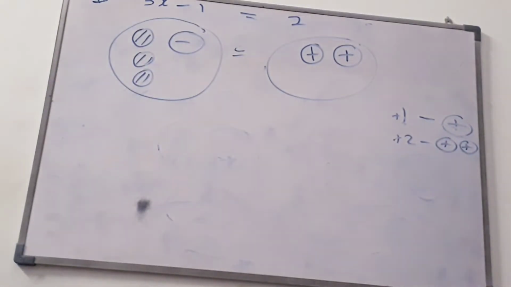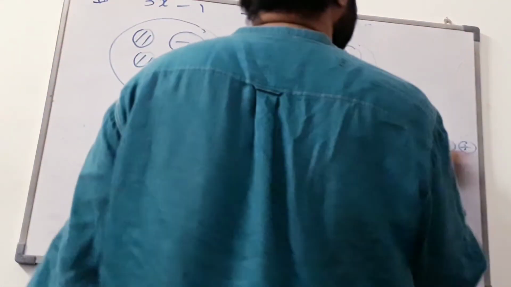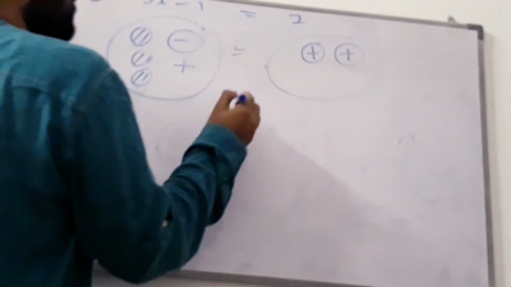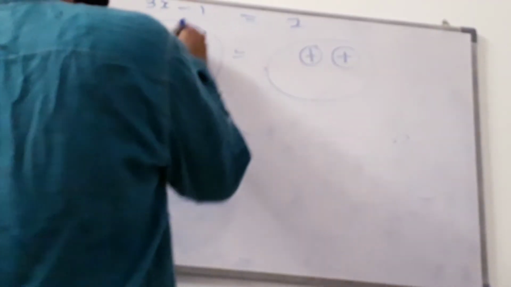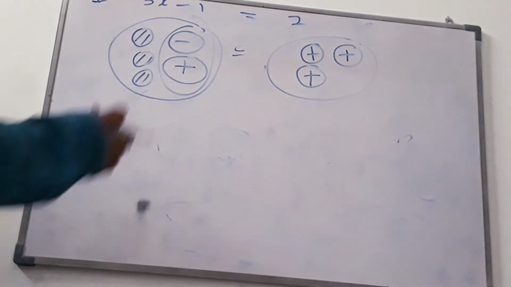Now what I am going to do is remove this minus. To remove this minus, what I have to do is draw a plus here. So if we draw a plus here, this gets cancelled. Likewise, if we draw a plus here, another plus is added to this particular circle.